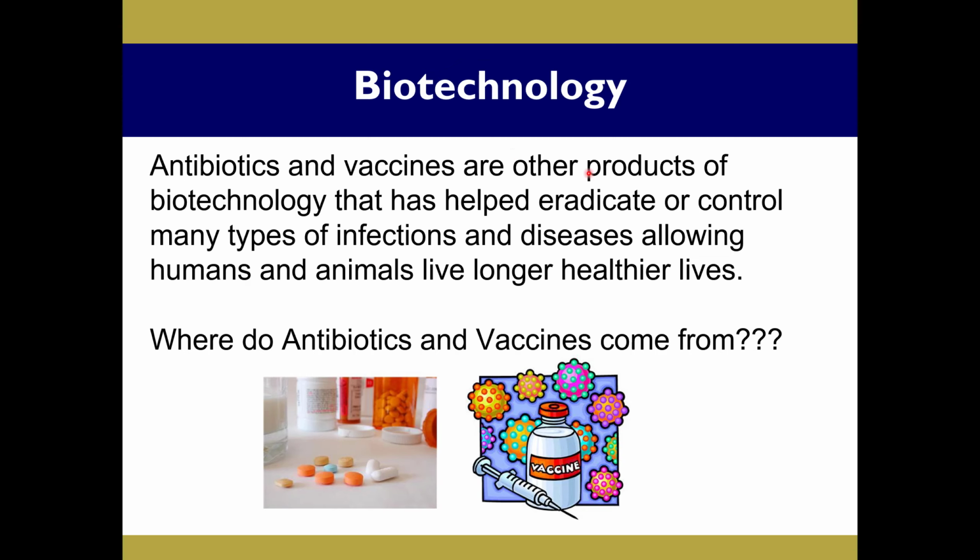Antibiotics and vaccines are other products of biotechnology that have helped eradicate or control many types of infections and diseases, allowing humans and animals to live longer, healthier lives. Where do antibiotics and vaccines come from?